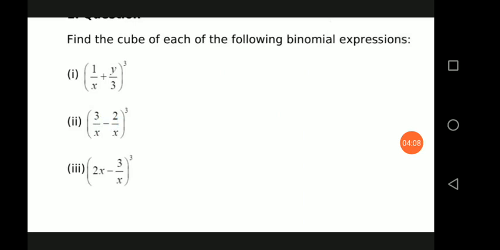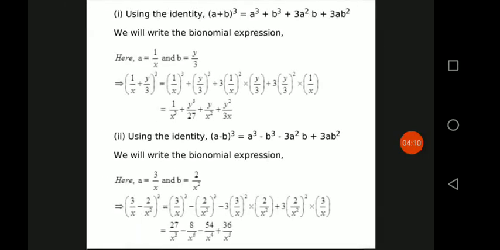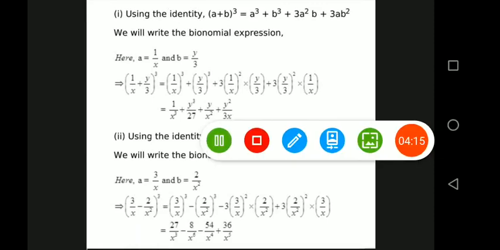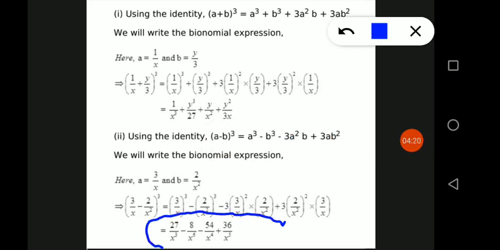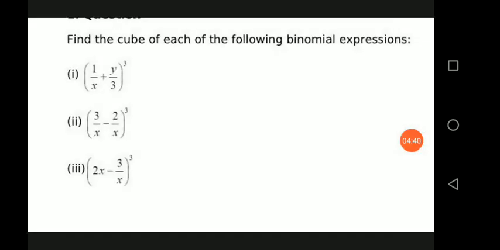So let's substitute the values and find out the answer. On substituting the values and after solving, we will get our answer as 27 by x cube minus 8 by x cube minus 54 by x to the power 4 plus 36 by x to the power 5. In the same way, you will do the third part also.